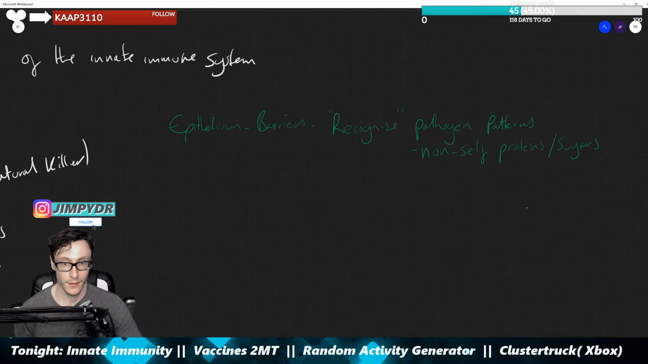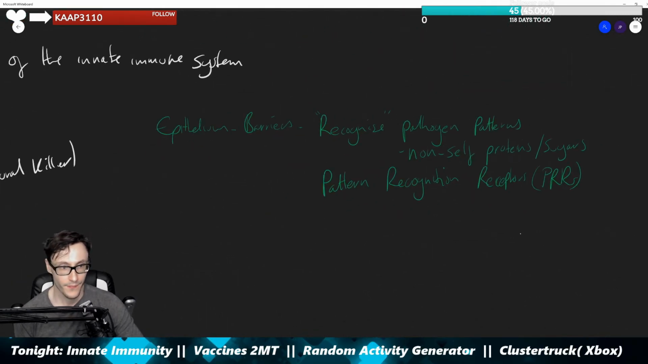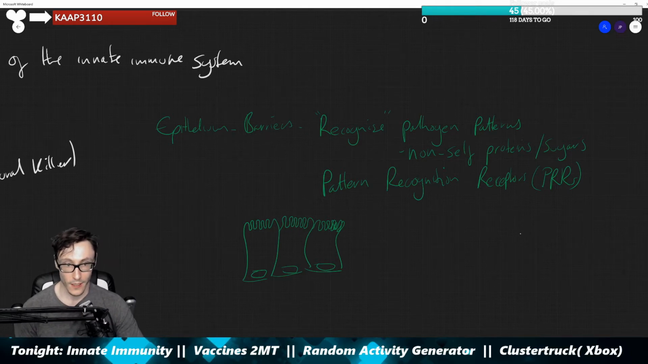And they do this through proteins in the epithelial cells called pattern recognition receptors, or PRRs. So what you might have is your epithelial cell. Let's take a lung epithelial cell with the cilia on the top. Draw a couple of these. It's like feet with loads and loads of toes. And you've got a nucleus down there. And PRRs, which we'll draw in yellow.